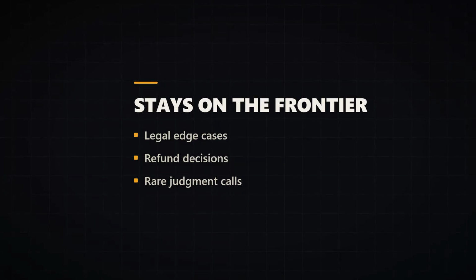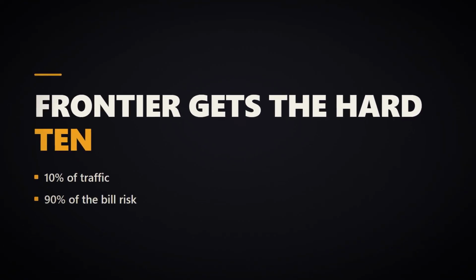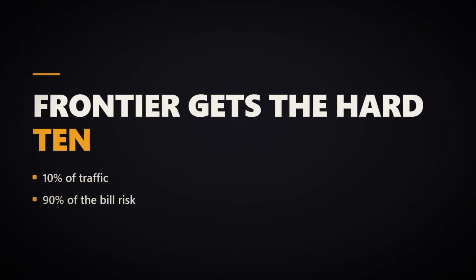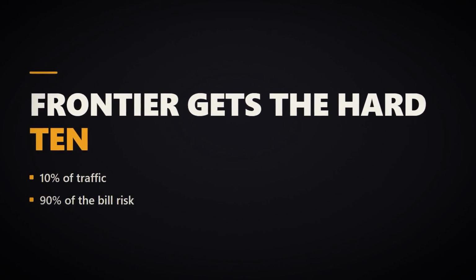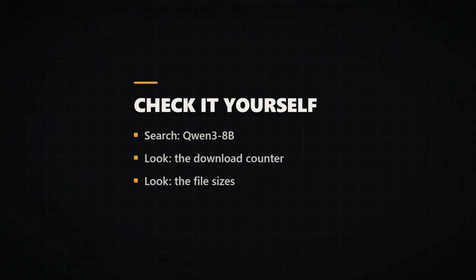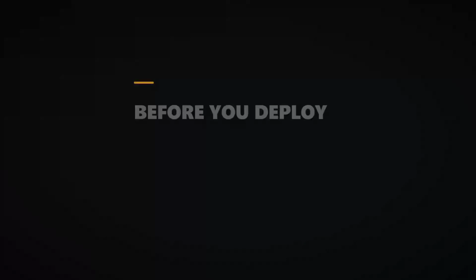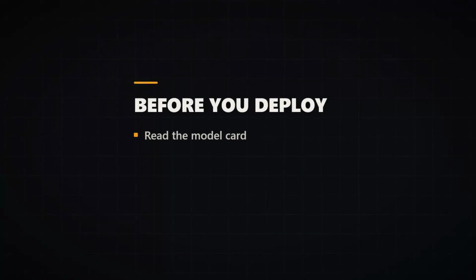Open the Hugging Face page yourself right now. Search Qwen3.5. Look at the download counter and the file sizes on the model card. That is the proof, not me telling you. A few honest catches because I am not selling a fantasy. Licensing. Read the model card before deploying commercially. The license on the specific variant you pull is not always the same as the flagship.